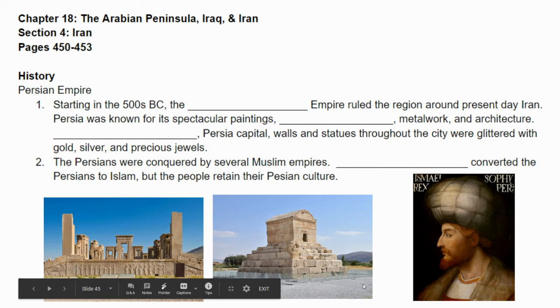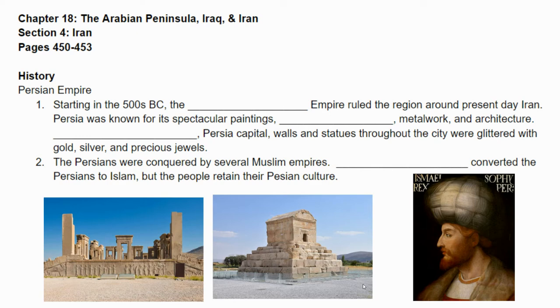We're going to talk a little bit about some of the history here to start with. When we go back to ancient times, the Persian Empire was really centered around what is now present day Iran. And starting in the 500 BCs, the Persian Empire ruled the region around present day Iran. Persia was known for its spectacular paintings, its beautiful oriental carpets, metalwork, and architecture. Its glorious capital was called Persepolis, and it contained walls and statues throughout the cities that were glittered with gold and silver and precious jewels.